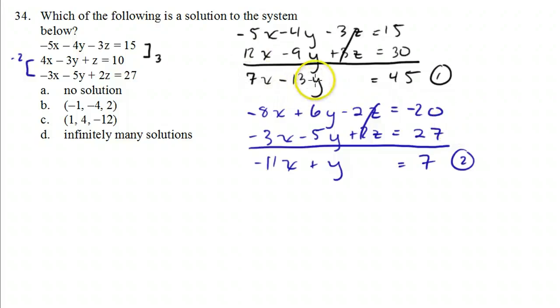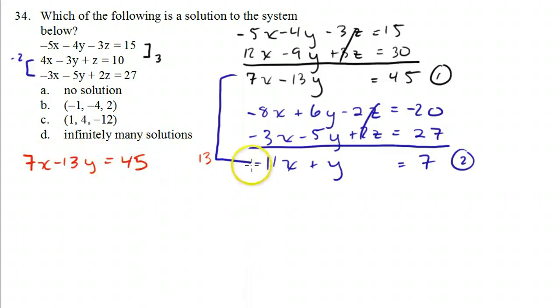It looks like the easiest variable to eliminate will be the y's, because I can just multiply this by 13 to get an opposite of negative 13. So putting those two together, I'm going to multiply this one by 13. So I get 7x minus 13y is equal to 45. That one stays the same. This one I'm multiplying everything by 13. So I get negative 143x plus 13y. So good, these cancel out like I wanted.